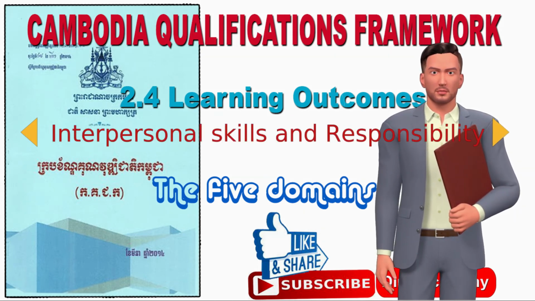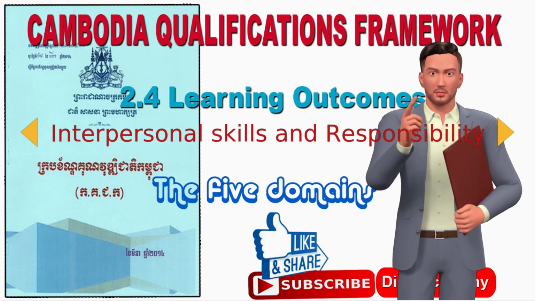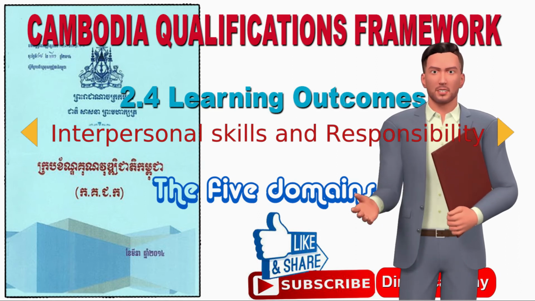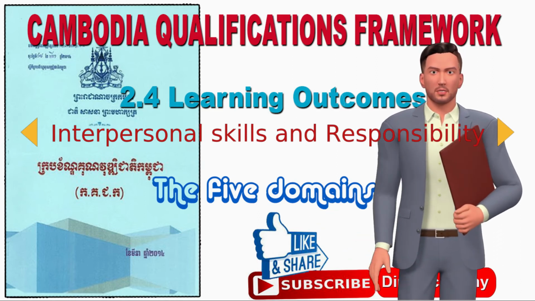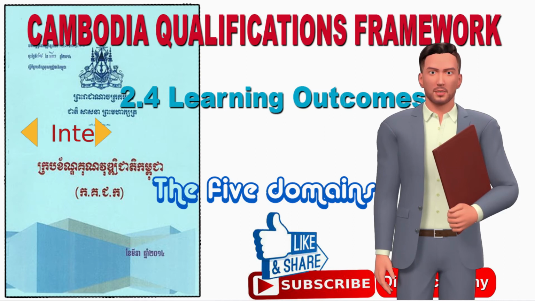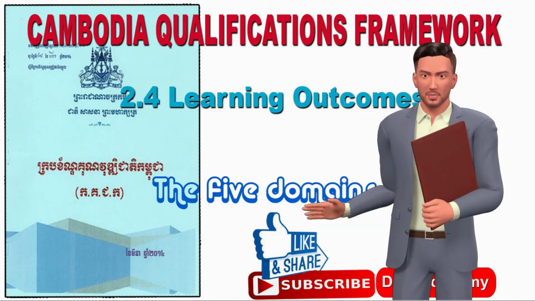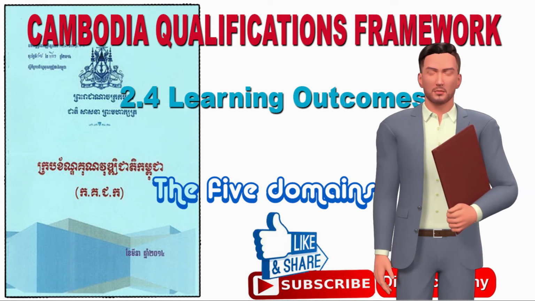Interpersonal skills and responsibility, the ability to take responsibility for their own learning and continuing personal and professional development, work effectively in groups and exercise leadership when appropriate, act responsibly in personal and professional relationships, and act ethically and consistently with high moral standards in personal and public forums.